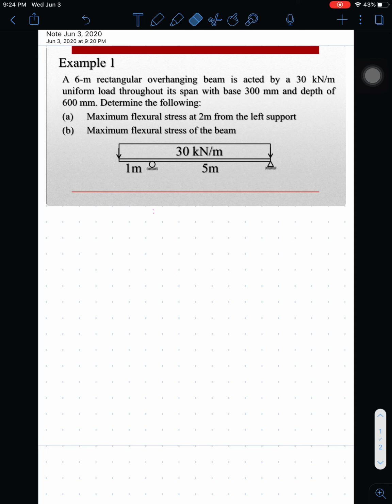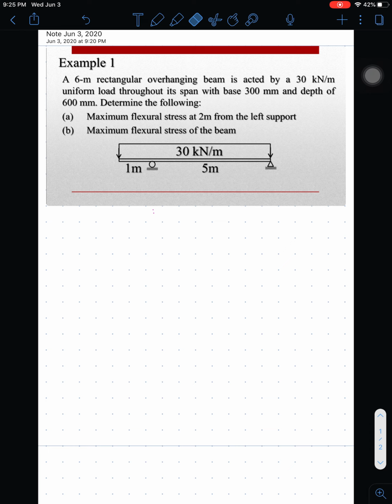So example number 1: a 6-meter rectangular overhanging beam is acted on by a 30 kilonewton per meter uniform load throughout its span, with base 300 millimeters and depth of 600 millimeters. Determine the following. By the way, the 300 millimeter base and 600 millimeter depth is the section of the beam, since it was mentioned that it's a rectangular beam. That's a section of the beam. And determine the following: the maximum flexural stress at 2 meters from the left support and the maximum flexural stress of the beam.